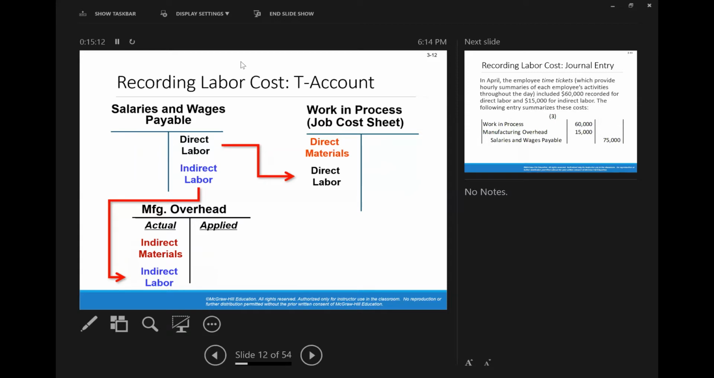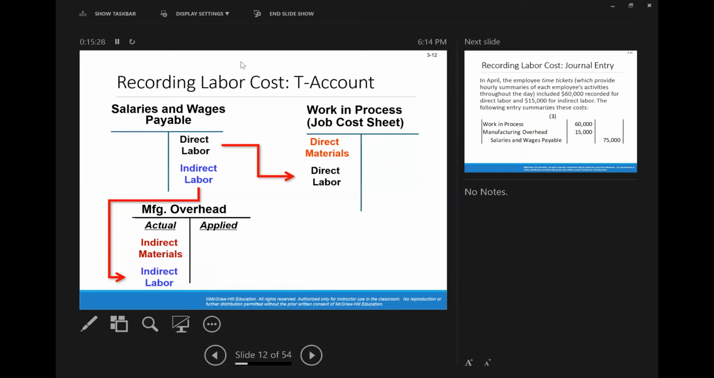So the work in process is going to get all the labor while it's not complete, while it's still in process. So the debit is going to go into the work in process on that job cost sheet for your direct labor that's going in.